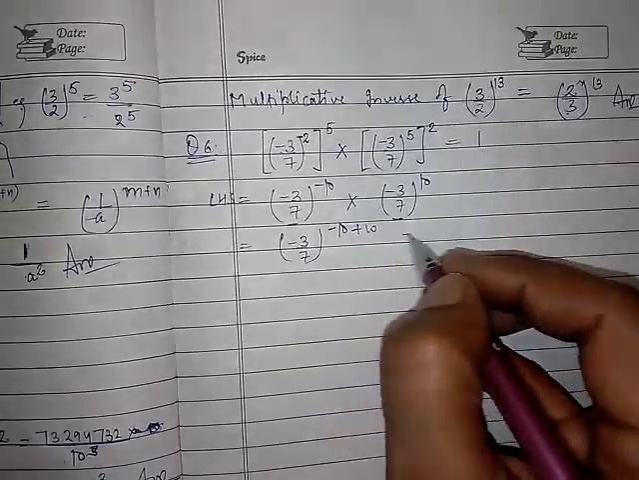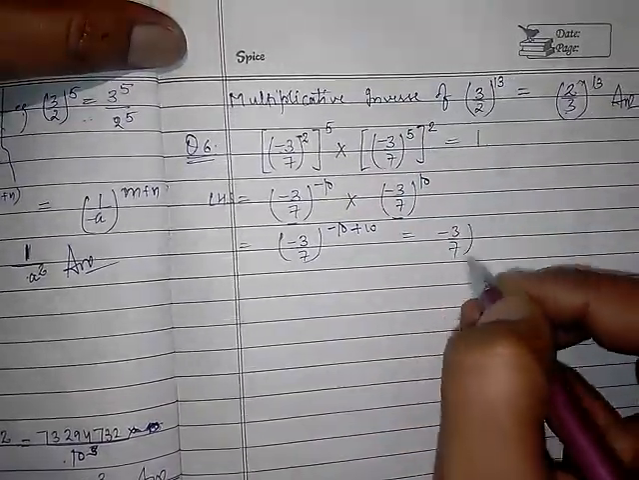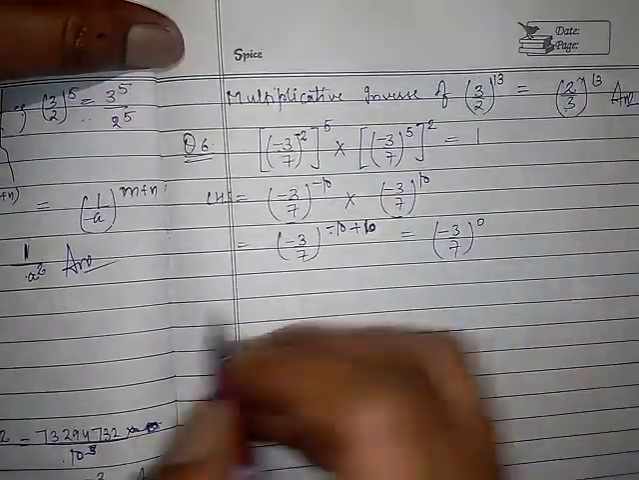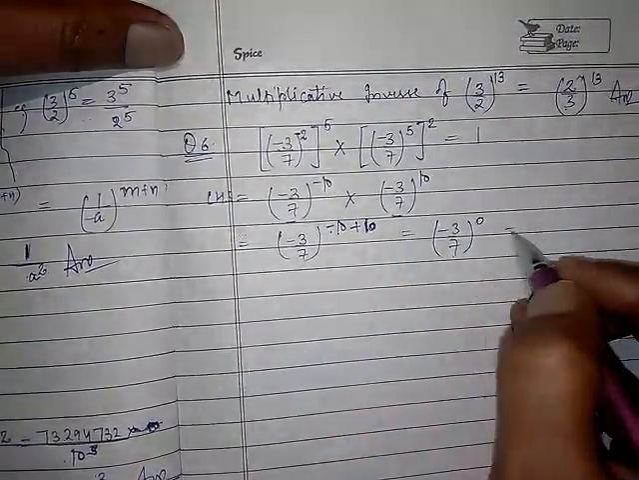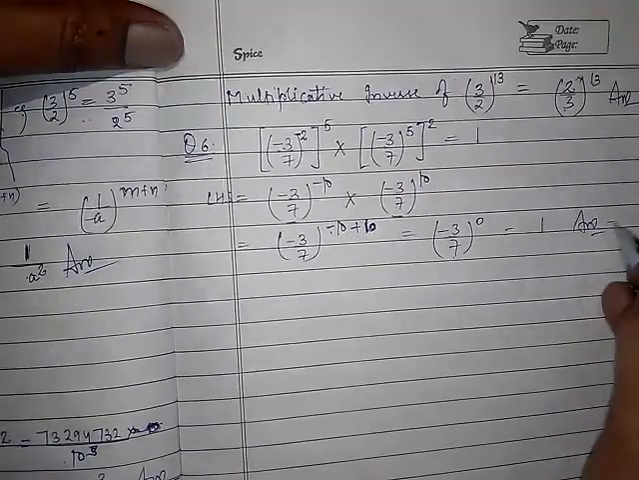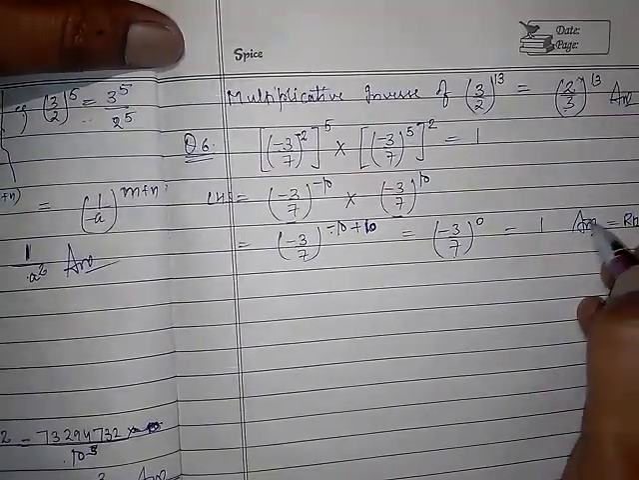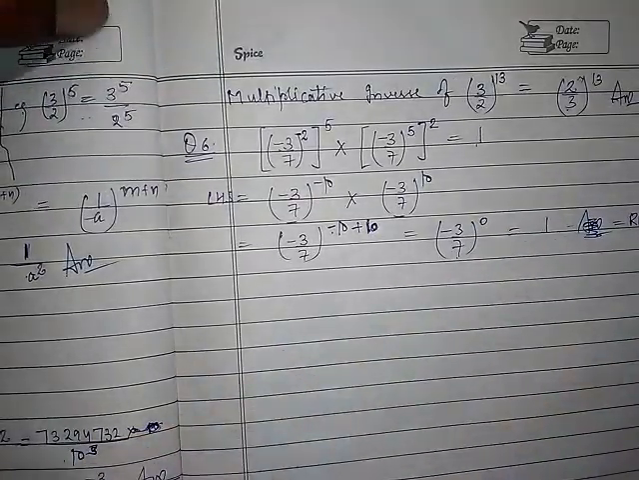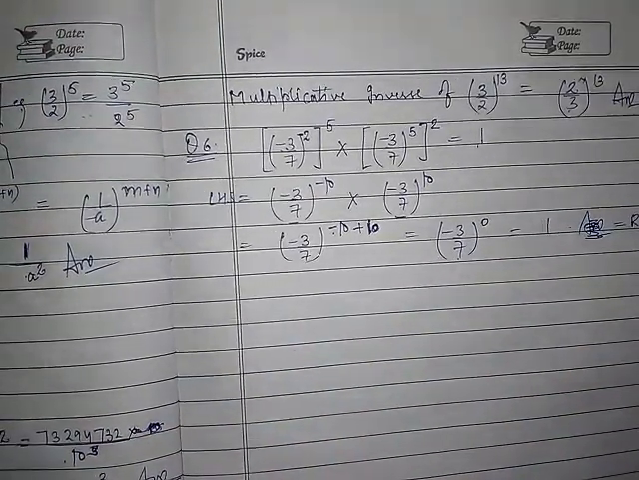That is 10 only. So ultimately what we are getting here, knowledge of integers is required here. Minus 10 plus 10 will give you 0. Any number raised to the power 0 is always equal to 1, and that is equal to the right hand side. So hence verified. Like this you have to check.